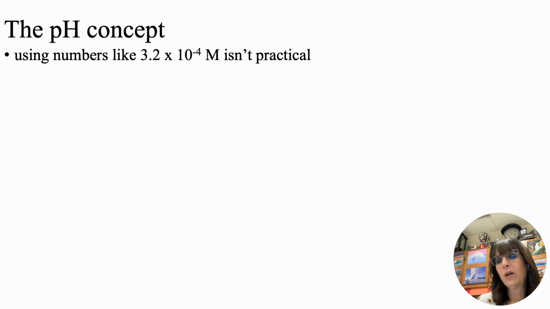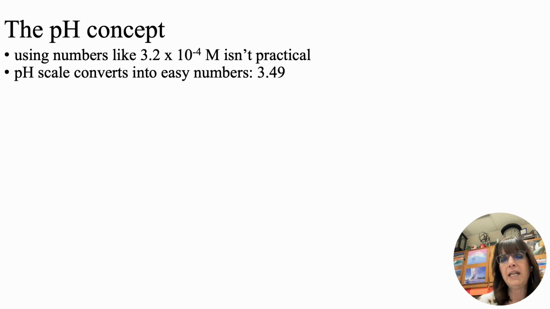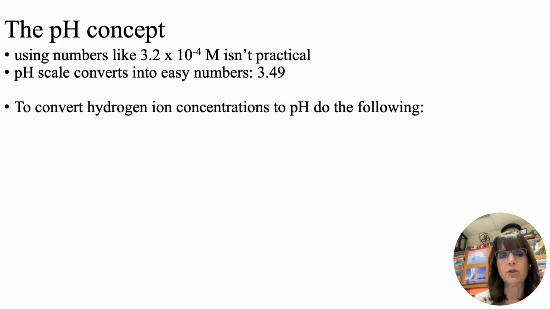So numbers like 3.2 times 10 to the negative fourth molar are just really not practical. It's a mouthful. We don't like saying it. So the concept of pH allows us to convert things into a more usable number. Like, hey, it has a pH of 3.49. And it's really not that difficult to do.